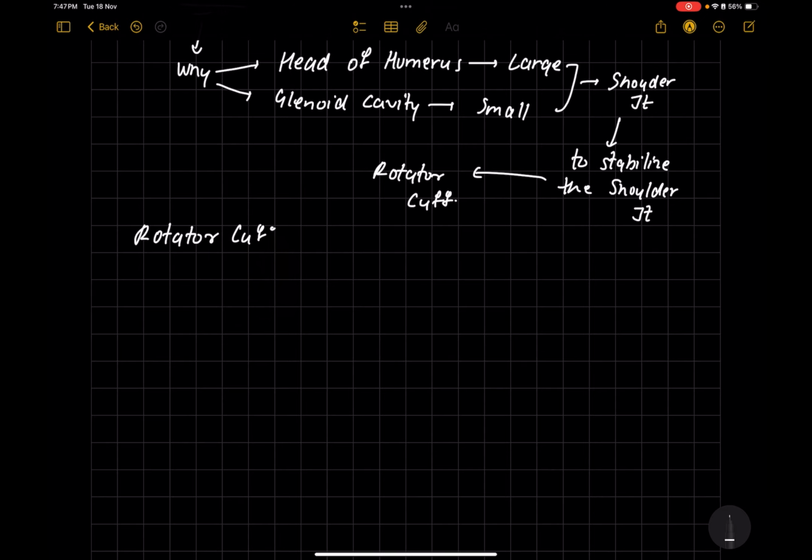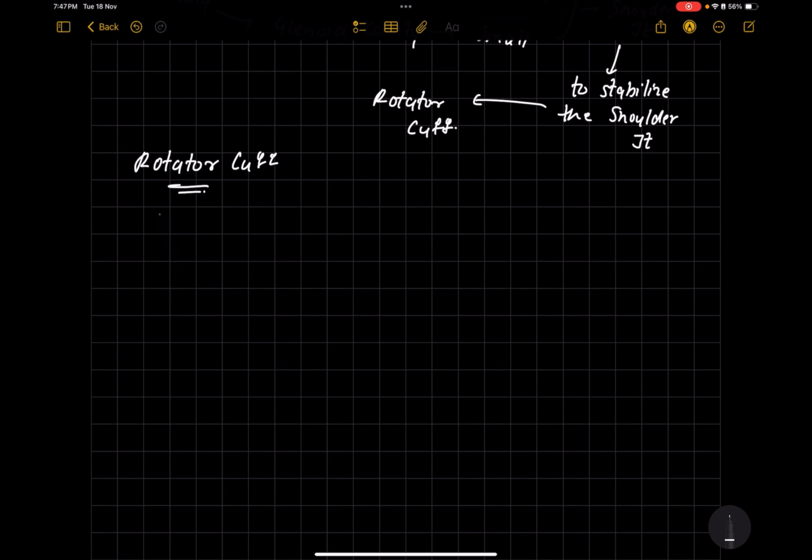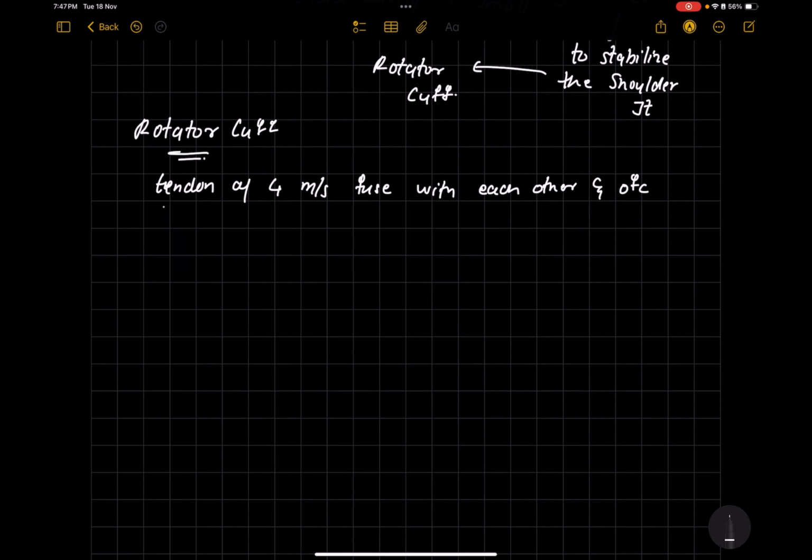So what is there in the rotator cuff? The tendons of 4 muscles fuse with each other, and with the capsule of the glenohumeral joint.